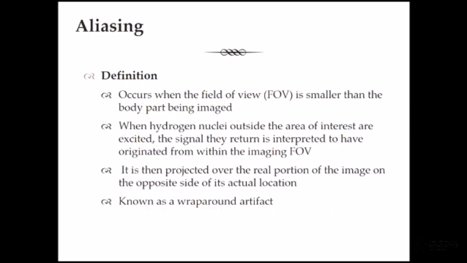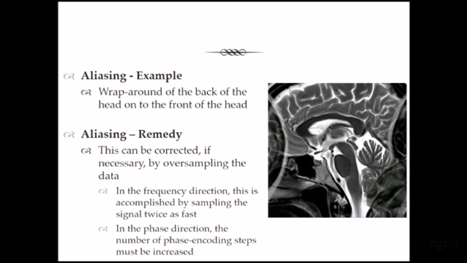Aliasing. So aliasing occurs when the field of view is smaller than the body part being imaged. When hydrogen nuclei outside the area of interest are excited, the signal returns and is interpreted as having originated from within the imaging field of view. It's then projected over the real portion of the image on the opposite side of its actual location. And it's quite often known as wraparound artefact. So that's how it looks.